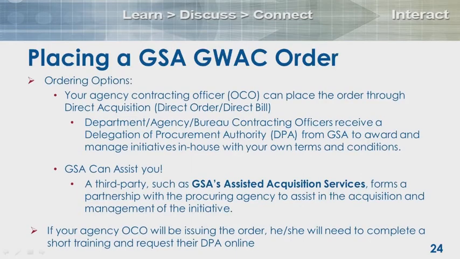Some guidance when it comes to ordering. We talked a little bit about this. You can do a direct order, direct bill, in which you conduct your own acquisition. You have contracting officers over here and a few over here. You do it yourself if you want to. Because if you don't want to do it, you don't have time, you're in a crunch, GSA's assisted acquisition service can help. I will say that there is a fee.